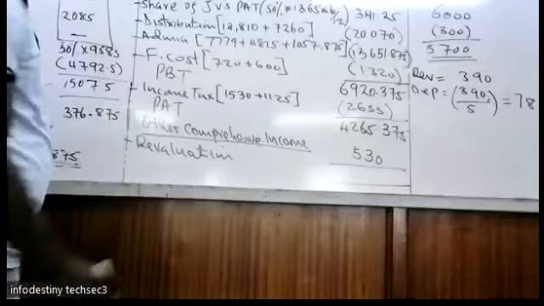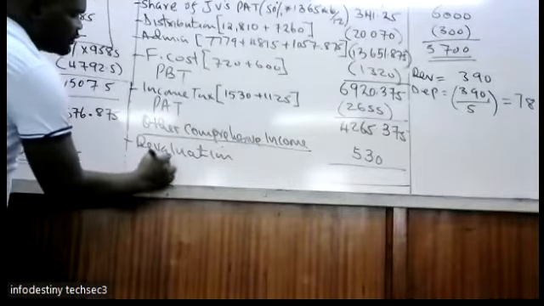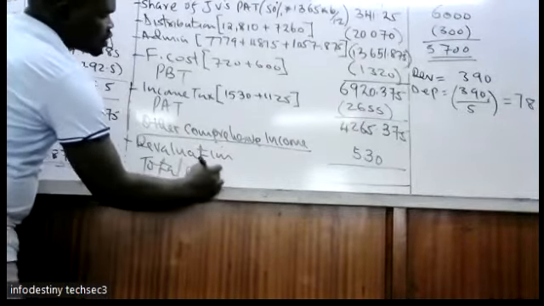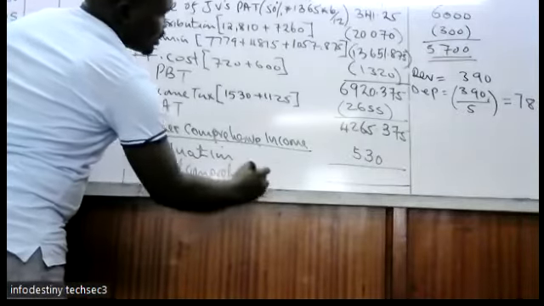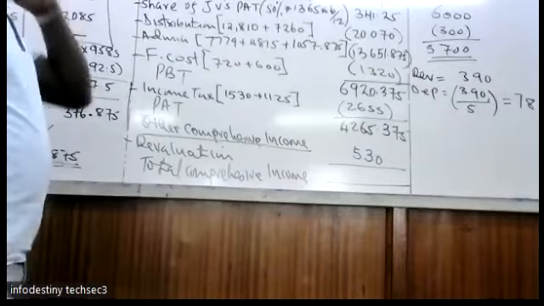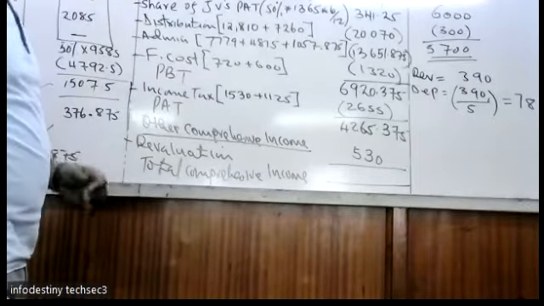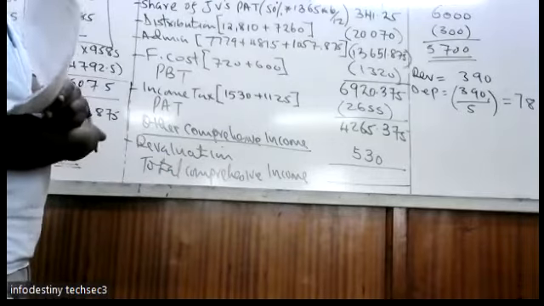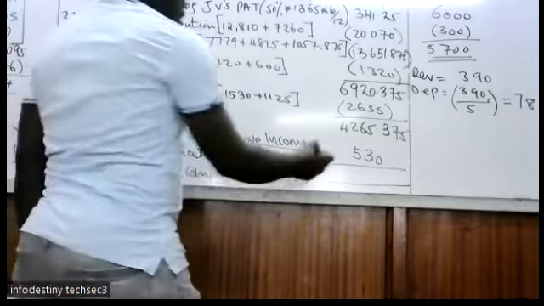Bottom single line. Total comprehensive income will be how much? Total comprehensive income 47.